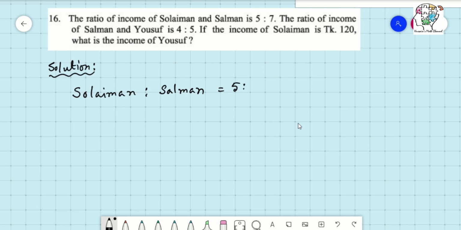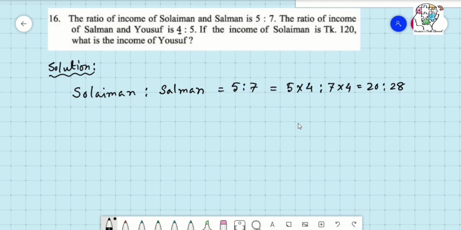is 5:7, already given. All we have to do is change this ratio by multiplying by the first antecedent of the ratio of Salman and Yusuf. That means if we multiply 5 times 4 is to 7 times 4, we'll get 20:28.